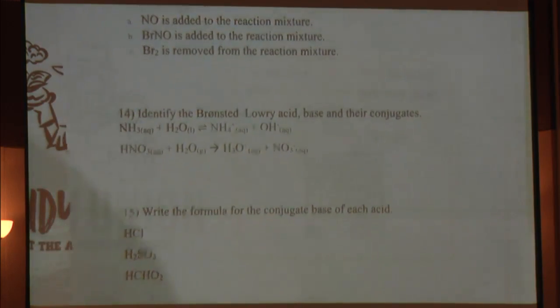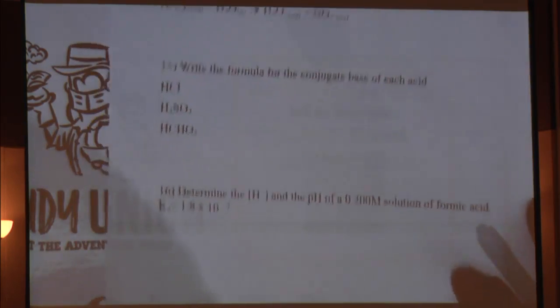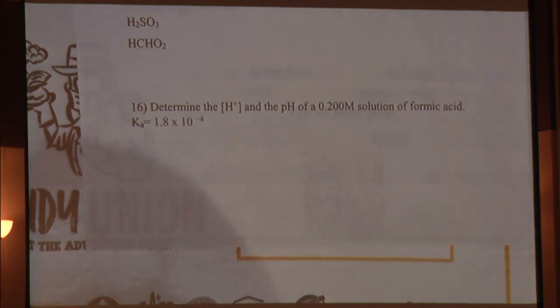So your practice problem is number 16. Determine the concentration of protons and the pH of a 0.2 molar solution of formic acid. And you're given a Ka for that formic acid. Let's give this one 2 minutes.